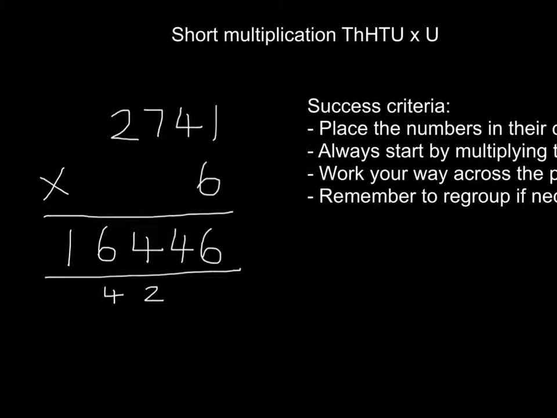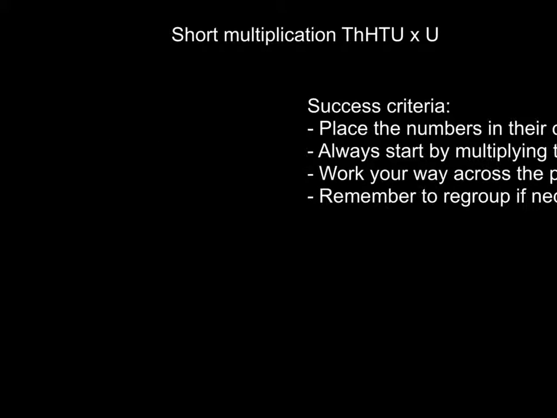Next, 7 hundreds multiplied by 6 equals 42 hundreds. Remembering our 2 hundreds from before, which we add on, which now makes 44 hundreds. Our 40 hundreds gets placed underneath the thousands column to be added on next time. Next, we have 2 thousands multiplied by 6, which equals 12 thousands. Remembering to add on our 4 thousands from before, which equals 16 thousands, making the answer altogether 16,446. Let's look at another example.